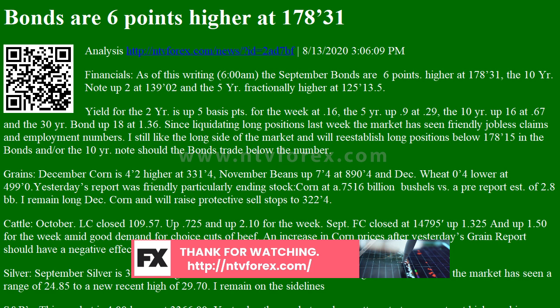Cattle: October LC closed 109.57, up 0.725 and up 2.10 for the week. September FC closed at 147.95, up 1.325 and up 1.50 for the week amid good demand for choice cuts of beef. An increase in corn prices after yesterday's USDA grain report should have a negative effect on FC prices. I remain short feeder cattle. Silver: September silver is 30 cents higher at 26.48, down from 27.84 a week ago. Since last week the market has seen a range of 24.85 to a new recent high of 29.70. I remain on the sidelines.